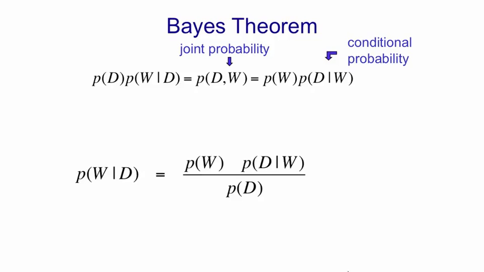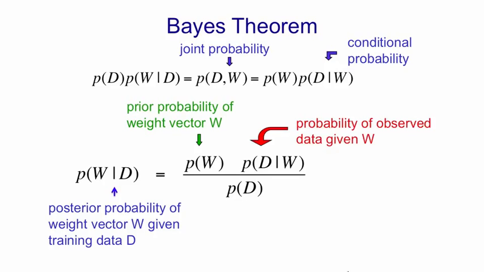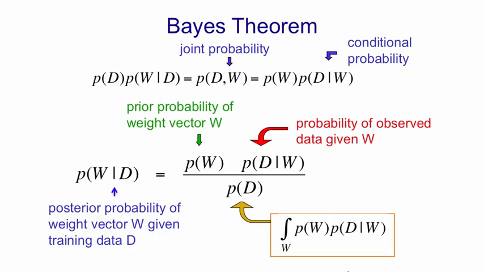Bayes' theorem says that the posterior probability of a particular value of W, given the data D, is just the prior probability of that particular value of w times the probability, given that particular value of w, that you would have observed the data you observed. And that has to be normalized by P of D, the probability of the data, which is simply the integral over all possible values of w of P of w, P of D given w. The bottom line needs to be the sum of the top line over all possible values of w in order for this to be a probability distribution that adds to 1.